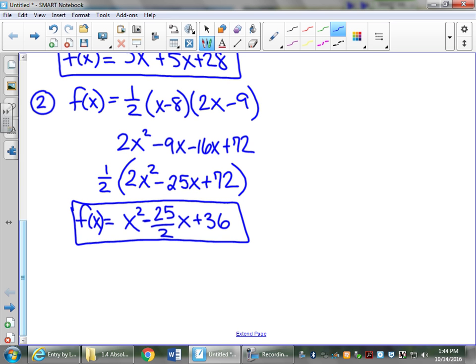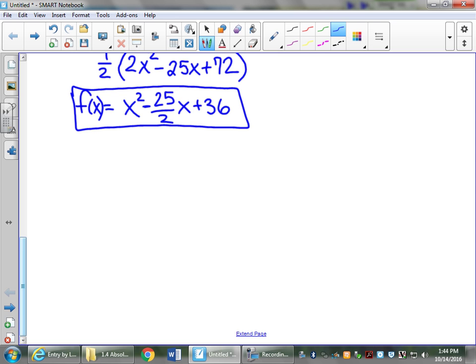So in this case, our b term ended up as a fraction, which is fine. We're not always going to get nice, perfect, pretty numbers. We're still going to continue with the goal of getting into standard form, but now we're going to go from vertex form to standard form.